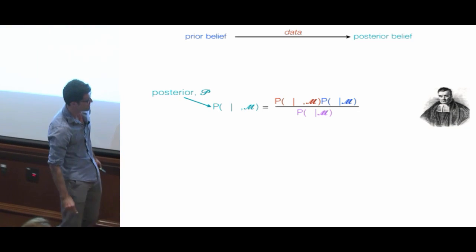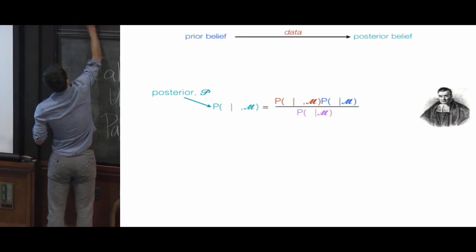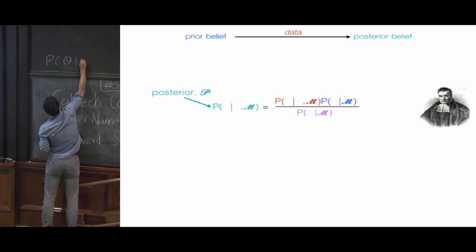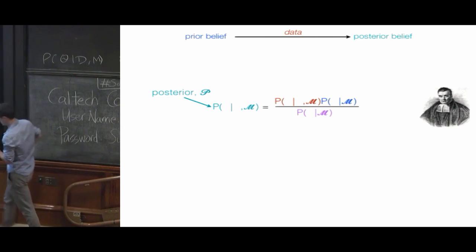I can probably reach up here. So it's P of theta, given some data and a model. So that's the posterior we're trying to measure.